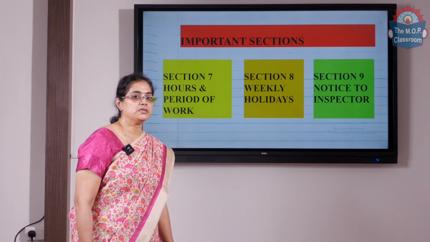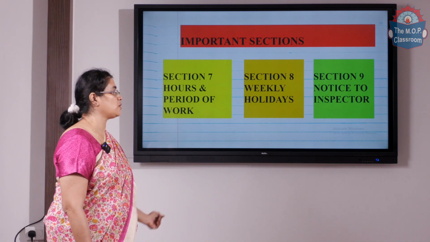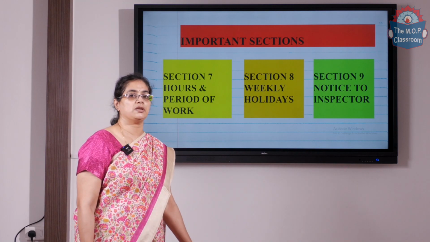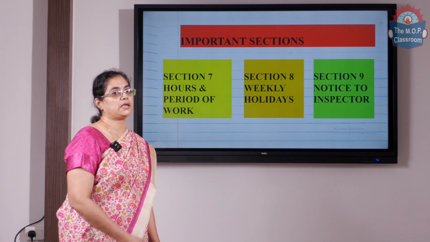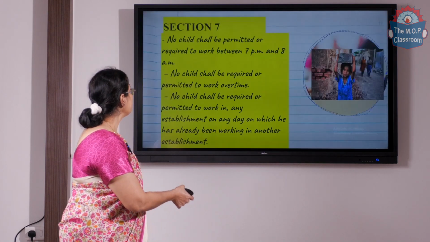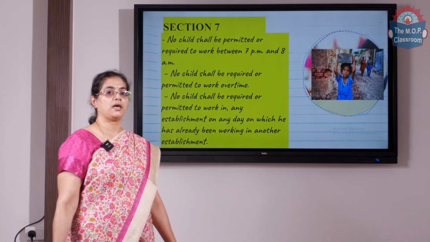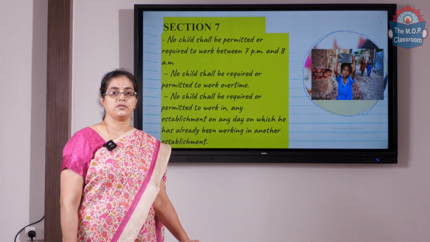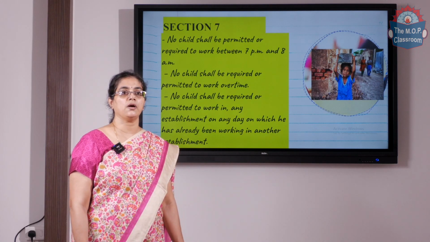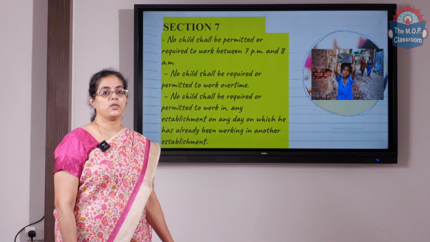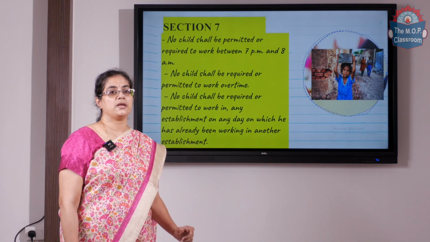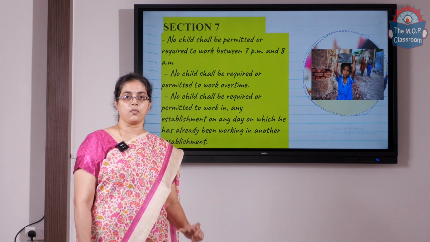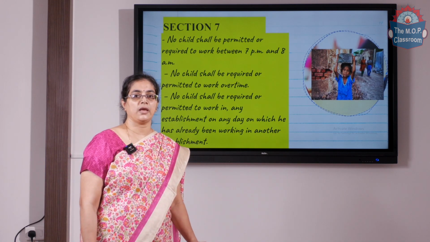Let us look at some of the important sections. Section 7, which talks of hours and period of work. Section 8, which talks of weekly holidays. And Section 9, which talks of notice that can be given to inspectors. Section 7 says that no child can be allowed to work for more than 3 hours in a day. At the end of the 3-hour period, the child must compulsorily receive a 1-hour interval or break from the work. The child can proceed to work for the next period of 2 hours, but at no point of time can a child be required to work for more than 6 hours on any working day.